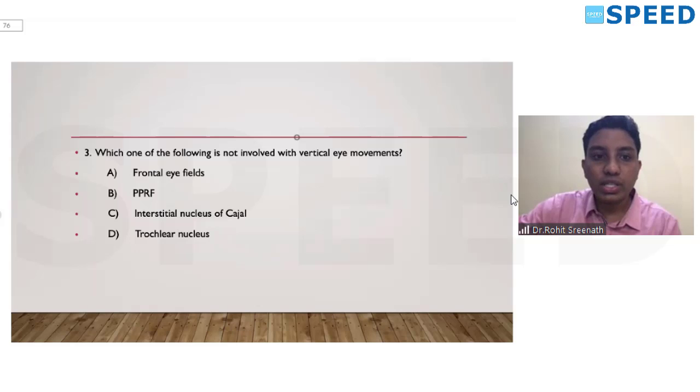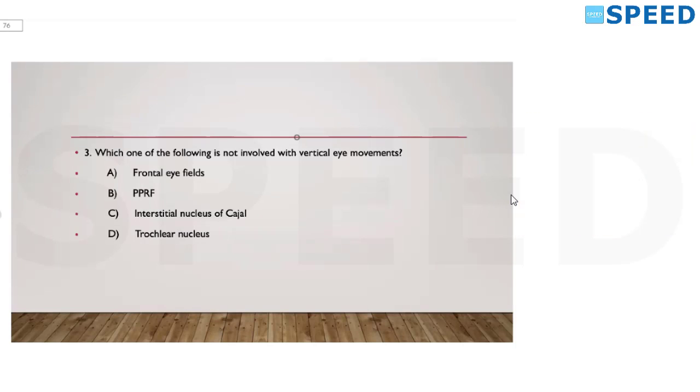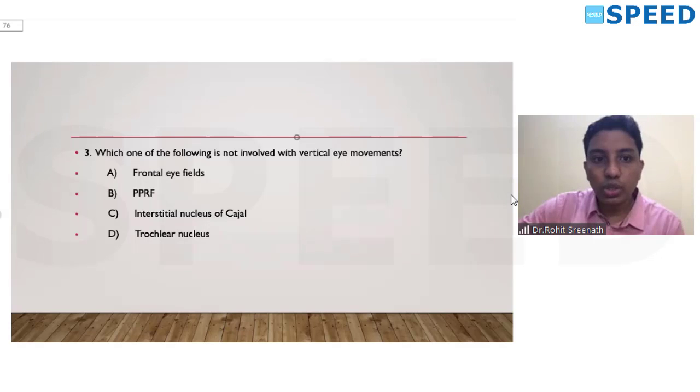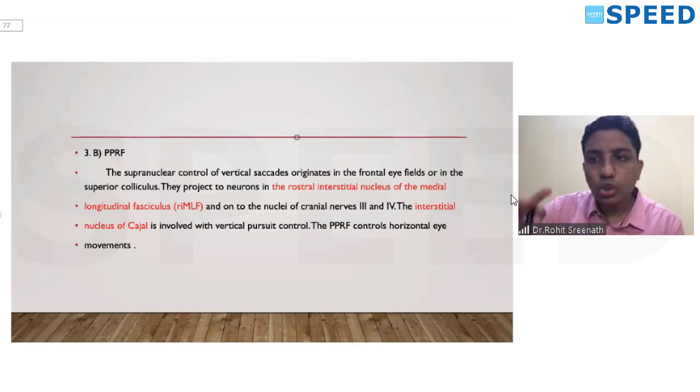Which of the following is not involved in vertical eye movement? We just discussed that the PPRF is the horizontal gaze center, so PPRF is not involved in vertical eye movement. The interstitial nucleus of Cajal is involved. The trochlear nerve supplies the superior oblique, which is involved in intorsion, a vertical movement, and the frontal lobe is also involved. So the vertical gaze center is the RIMLF and the interstitial nucleus of Cajal, while PPRF is the horizontal gaze center.